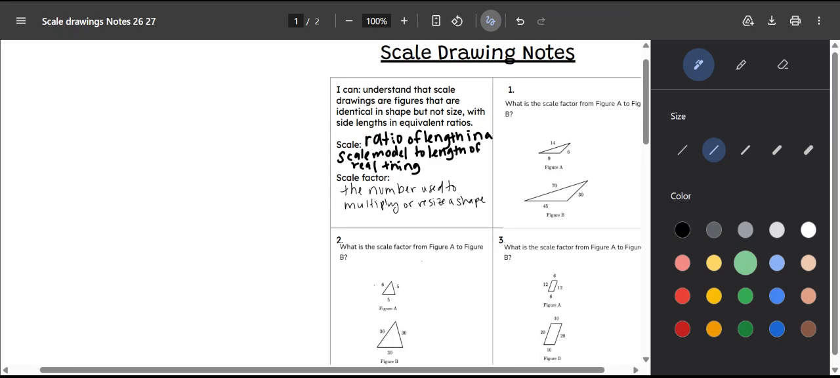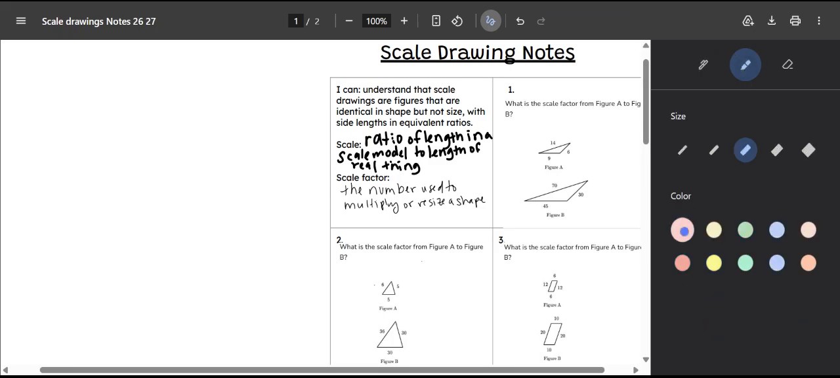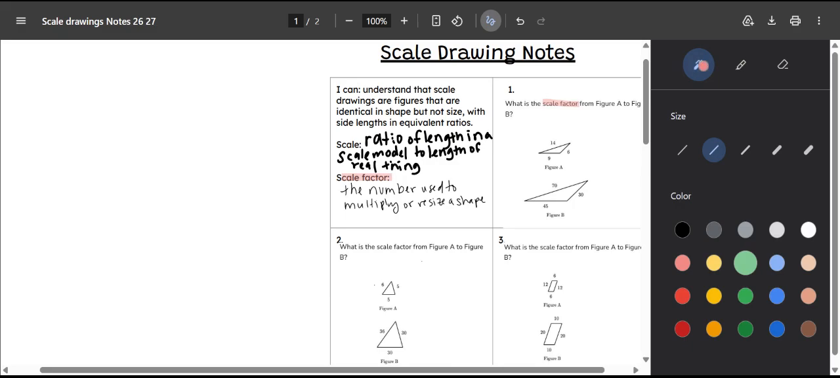We need to find the scale factor from figure A to figure B. So a couple of things that we need to note here is that we're looking for scale factor. That is, what number are we multiplying by to get from one to the other. And the next is that it says from figure A to figure B, so we are going from this one to this one. It does not matter which side we use as long as we use corresponding sides on each figure.